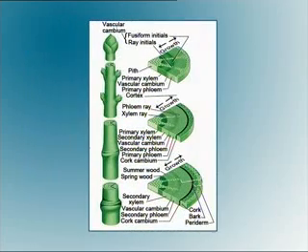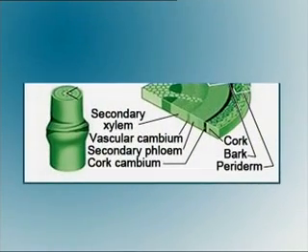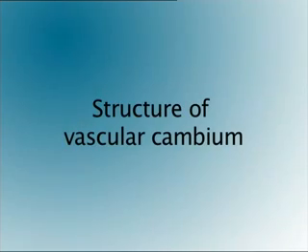In most of the dicot angiosperms and gymnosperms, the cambial cylinder develops between the primary xylem and primary phloem, which later produces the secondary xylem centripetally and secondary phloem centrifugally. Now, structure of vascular cambium.